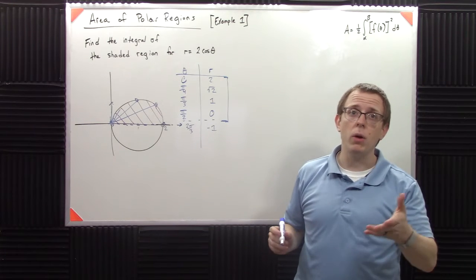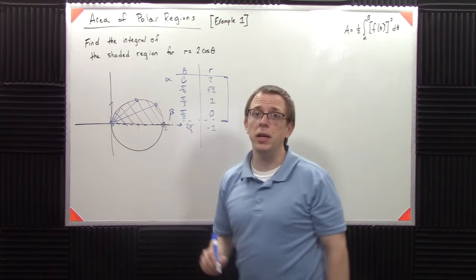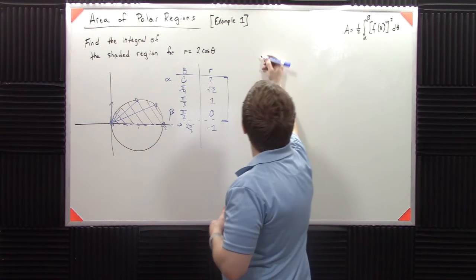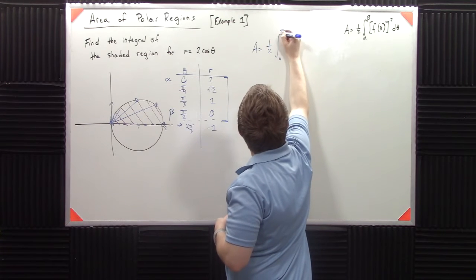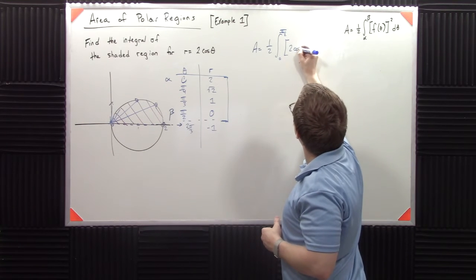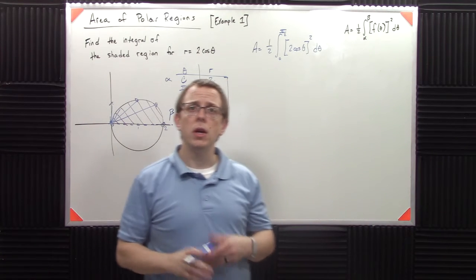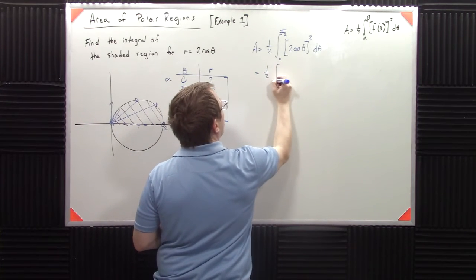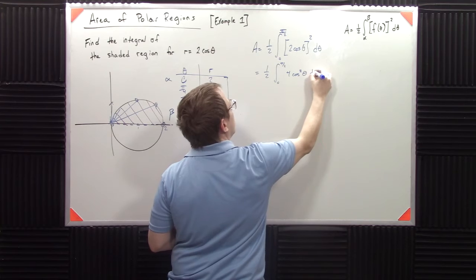Now it looks like this is my starting angle, and that looks like my ending angle, so alpha to beta. Now we just set it up. Our area is 1/2 integral from 0 to pi over 2, and r is a function of theta, so 2 cosine theta squared d theta. Simple enough. Now we can finish out this problem. That's 1/2 integral from 0 to pi over 2 of 4 cosine squared theta d theta.